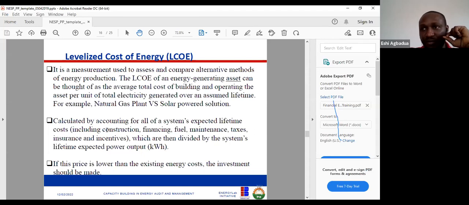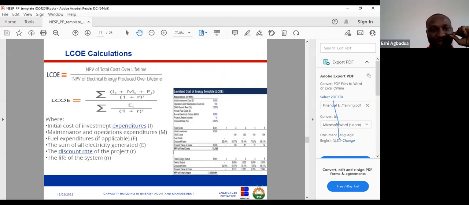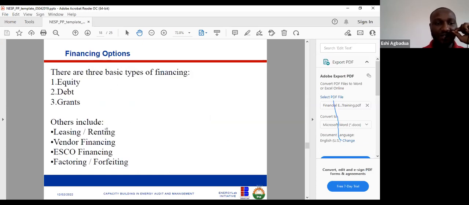For example, we visited one of the Honeywell plants in Lagos, and they recently installed a natural gas plant as an alternative to the light they were getting from the grid. Of course, this was a cheaper alternative. Besides the fact that it was more reliable, they felt that the cost was much more effective when they compared both of them. So basically, this is the formula. I'm not going into it much. It's the total cost over the lifetime divided by the electrical energy produced over the lifetime. And you can use Excel to do those calculations.